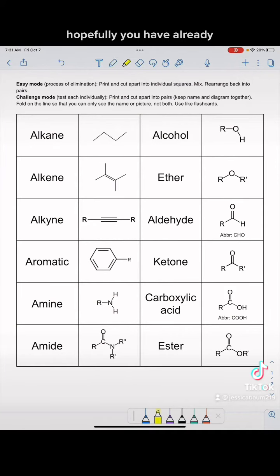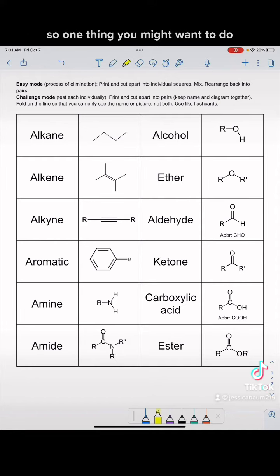Hopefully you have already found this printout on Canvas, and I do recommend that you either print it out or copy it down. And one thing that you could do, since I do allow open notes on exams, is to organize this in a way that works for you, either by recopying it or by cutting out the pieces and pasting them or taping them onto a piece of paper in a different way.